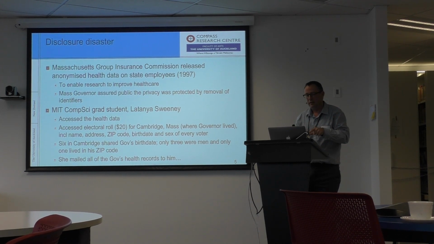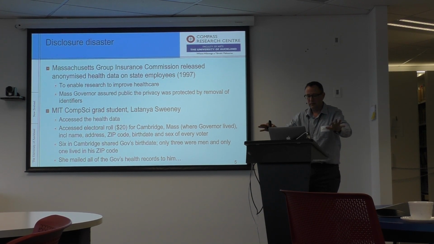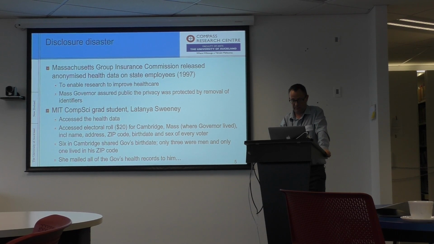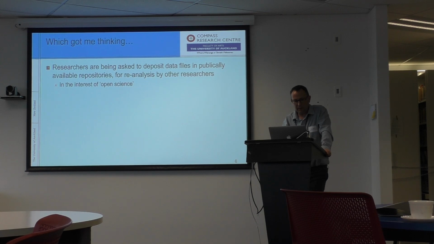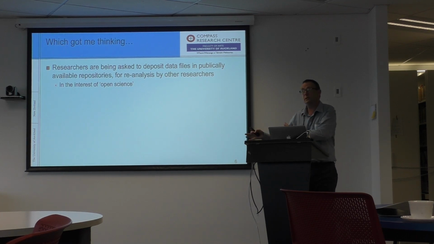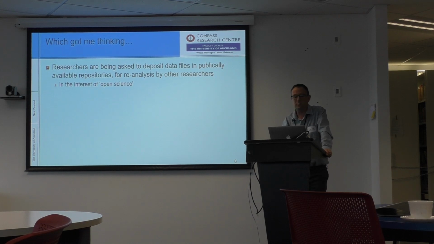And what she did is she identified all his health records and sent them to him and said, you've made a big mistake here. You've released information that can be used for identification. So this is a bad thing. Which got me thinking: researchers are being asked to deposit data files in publicly available repositories, the likes of which Martin has just talked about, for good reasons, for reanalysis by other researchers in the interest of open science.